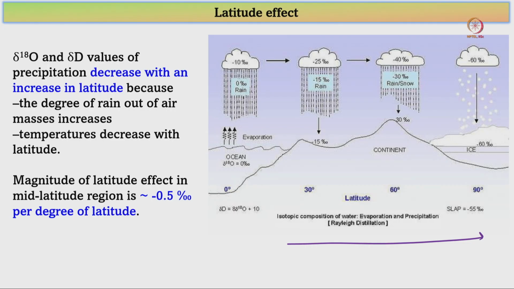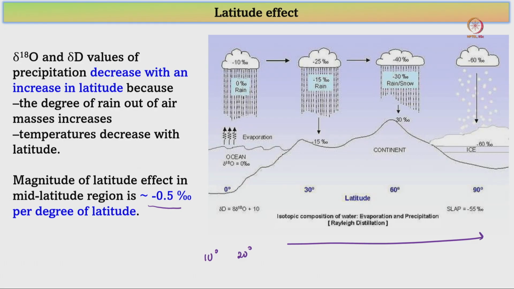Okay. Now, we have collected a lot of data from a variety of latitudes, and therefore, now we have an empirical relationship where we expect that 0.5 parts per mil will decrease with the increase per degree of latitude. So, between 10 degrees and 20 degrees, you expect how much? At least 5 parts per mil difference. Okay.